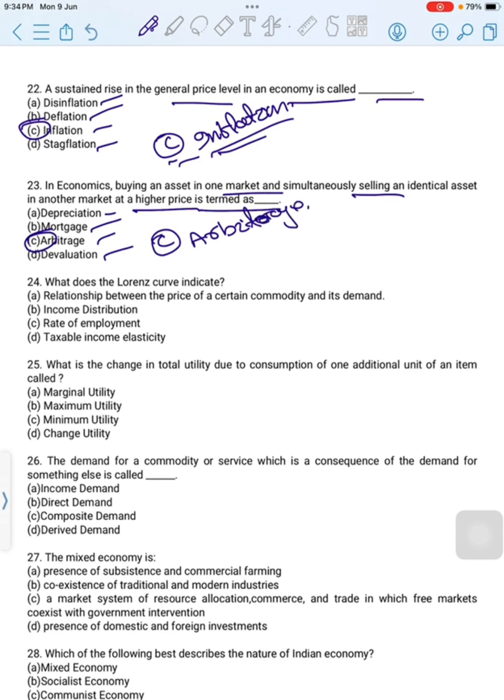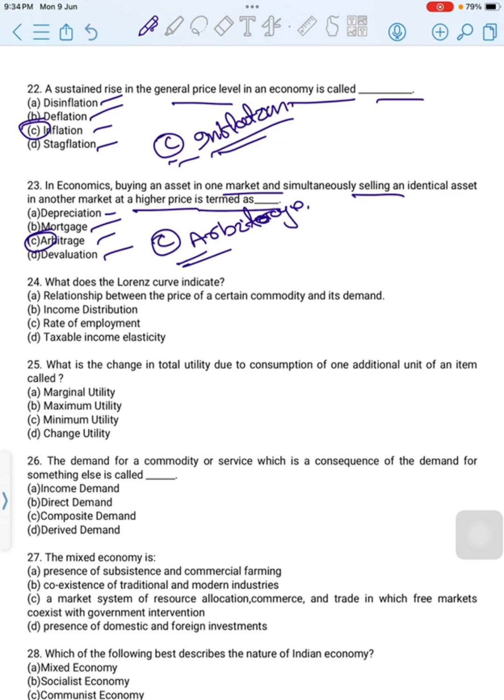Arbitrage is the practice of taking advantage of a price difference between two or more markets. In this type of trade, one profits by selling similar assets in different markets and in different forms. Then the correct option is option C, arbitrage. Then move to the next question.